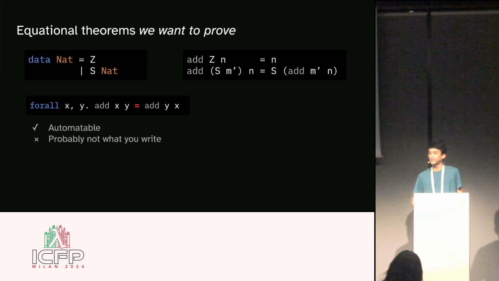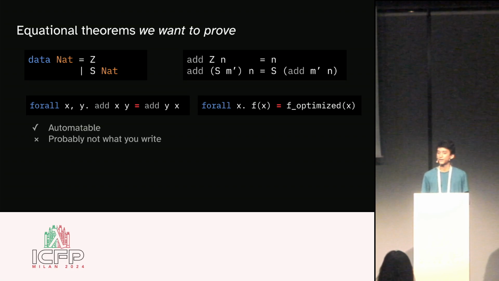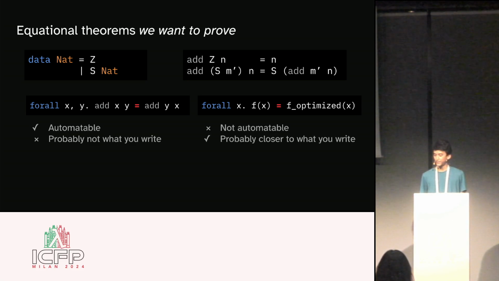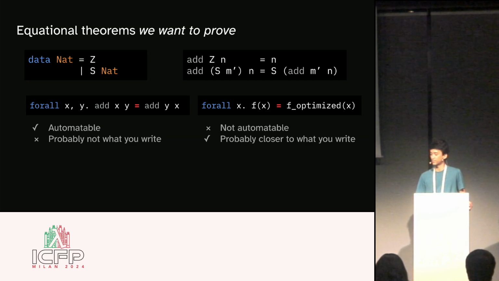But I want to talk today about equational theorems that we want to prove, and not just wishful thinking that, oh, I wish that I had an easy theorem to prove. The example that I want to give here is a theorem that I'm going to hide most of the details about. But the basic idea is that you have some sort of function f, and you have written an optimized version of f, and you want to show that the optimized version is faithful to the original implementation. It turns out that this is not exactly automatable by any of the state-of-the-art automated theorem provers, but hopefully you would agree with me that at least when compared to this other equation, it's probably closer to the type of thing that we would want to prove.